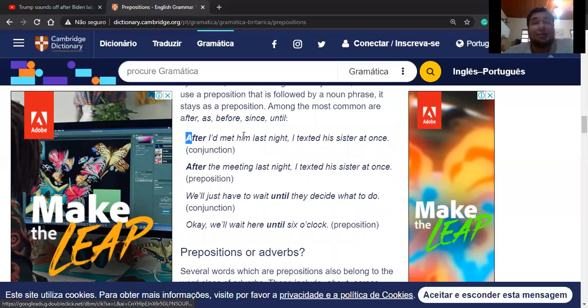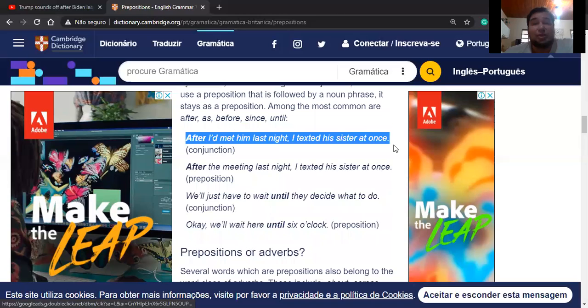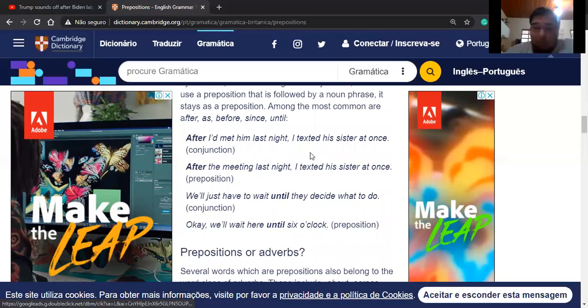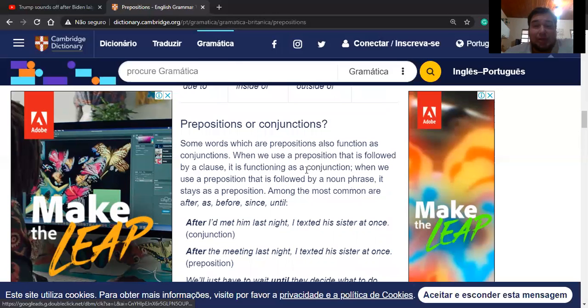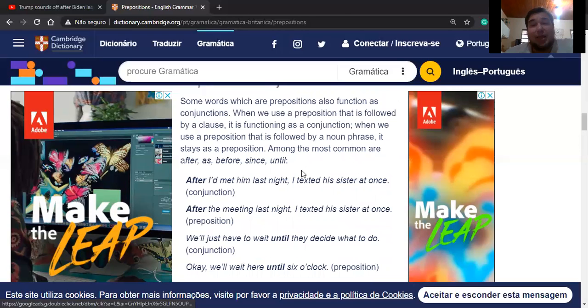After I met him last night, I texted his sister at once. It's a conjunction. After. Why? Because here it says that when it's followed by a clause. I met him last night, not a noun phrase.